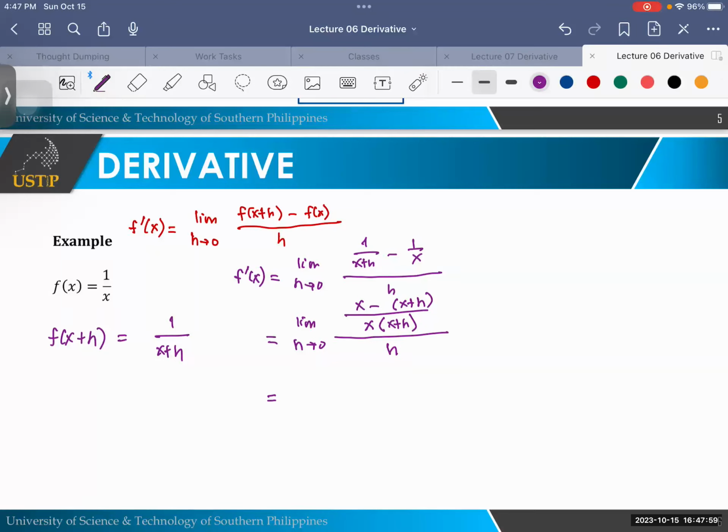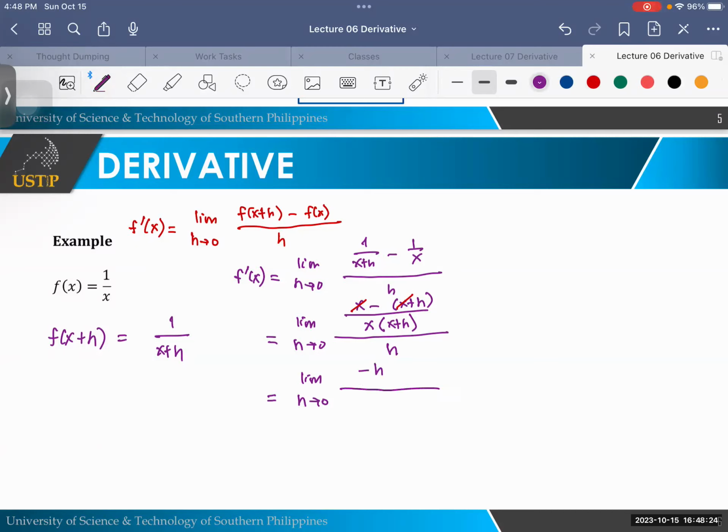You have the limit. For the numerator, let's go straight. That would be minus x, right? Distribute the negative, and then minus h. So the x will disappear. Okay? So that would be cancelled. And what remains in the numerator is simply negative h.